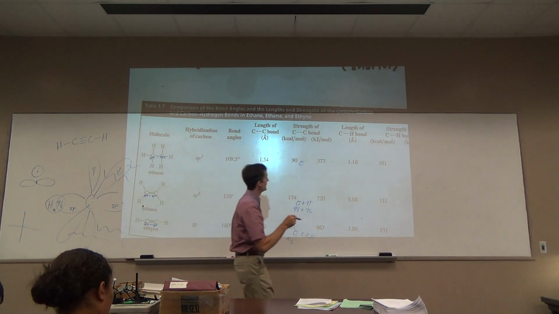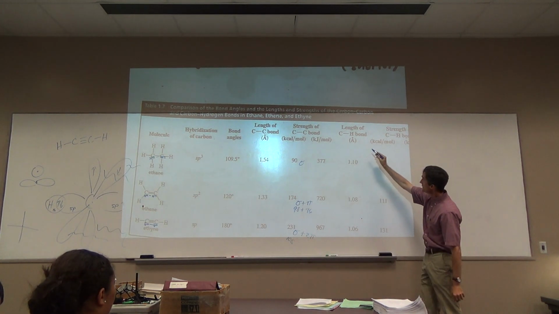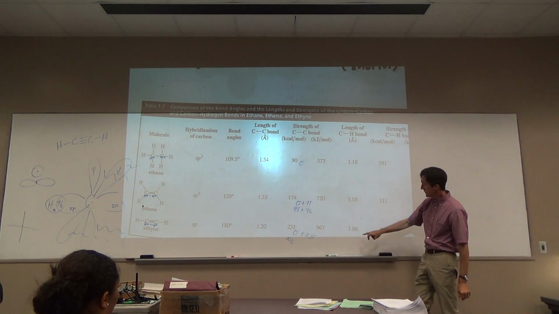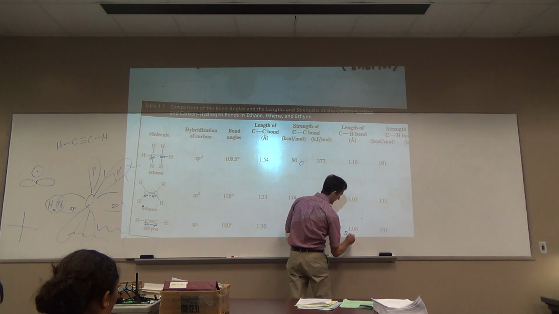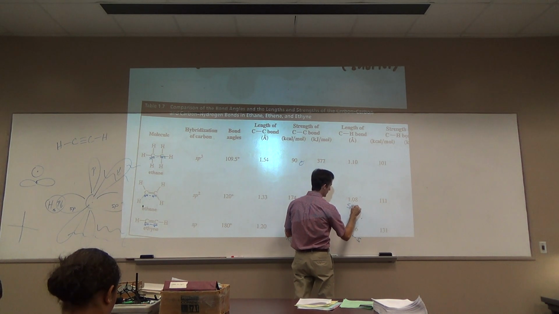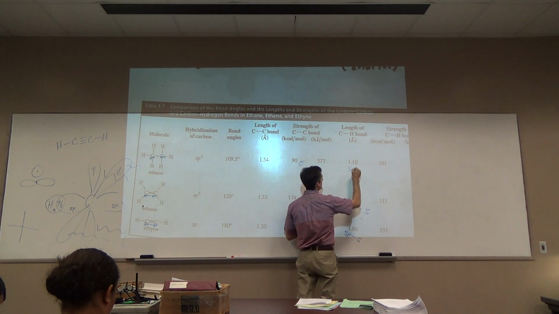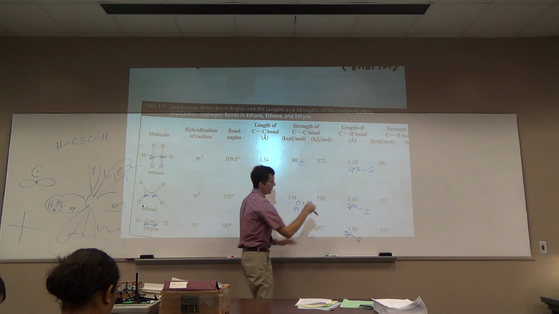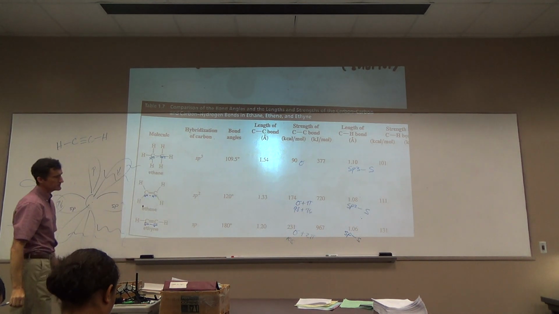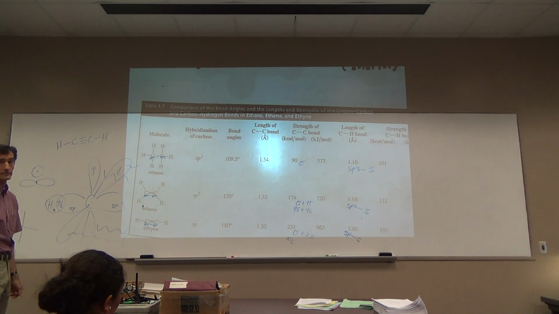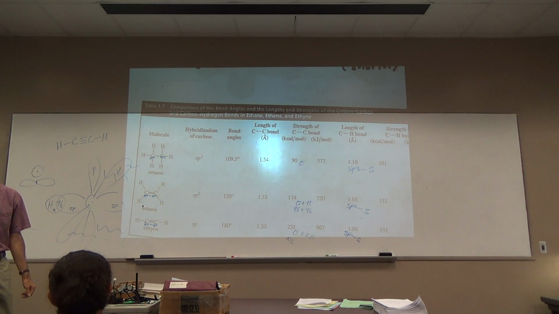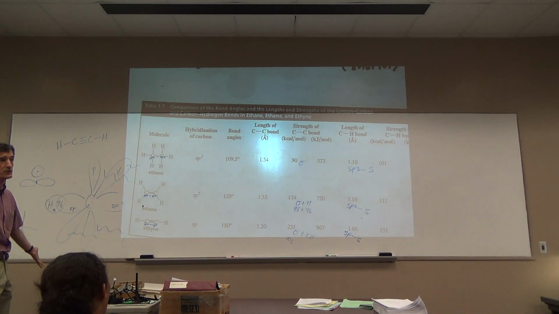Length of the CH bond. Are all CH bonds the same? No. Why is this one shorter? Because this one comes from sp, sp2, sp3. Which bond would you expect to be shorter? sp. Because the sp is shorter than the other ones. And of course the s is constant with each of those bonds. The H is always just an s.